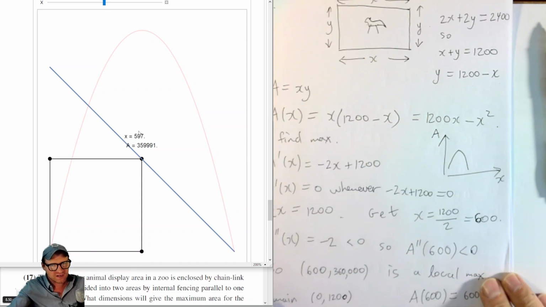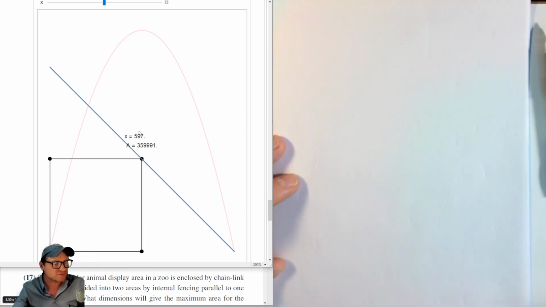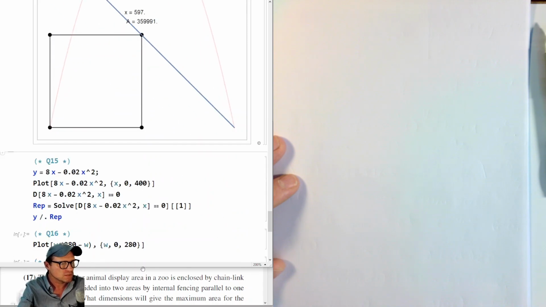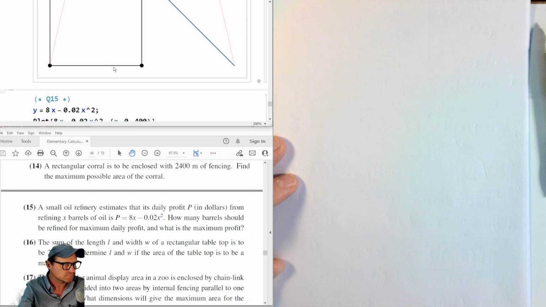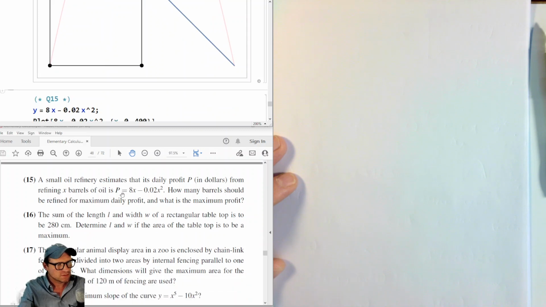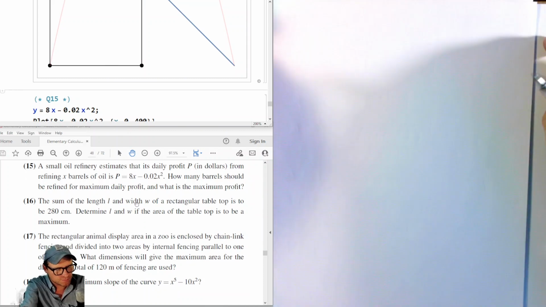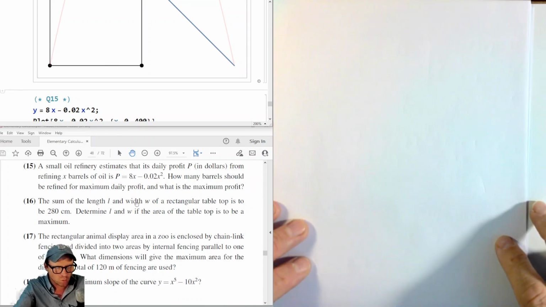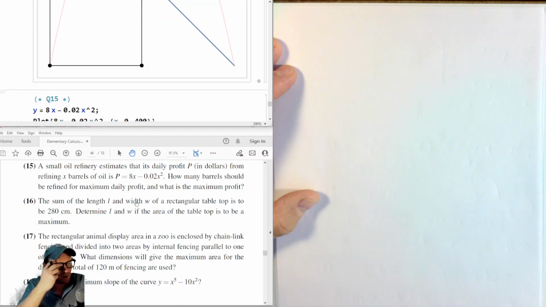All right, so let's move on now to the next question. Question number 15. And I'll bring this back. And have a look at question 15. And by the way, these questions come from a text by Washington. I think the name might be Calculus.